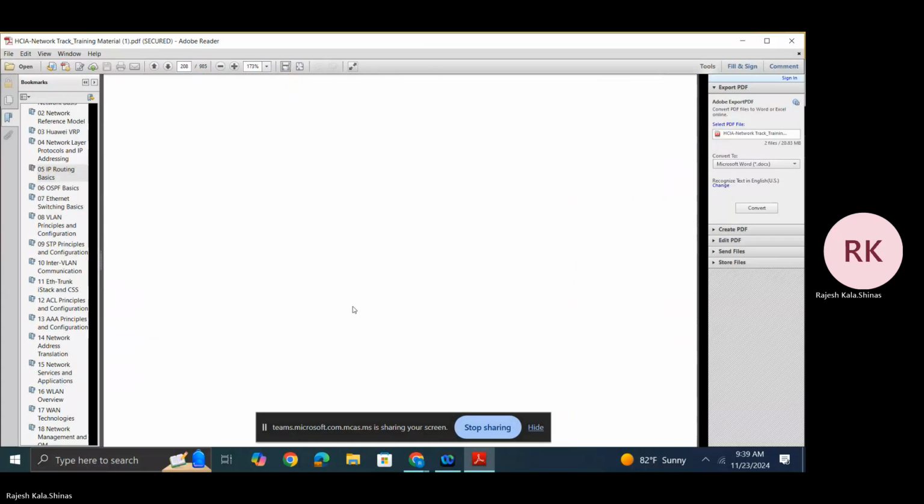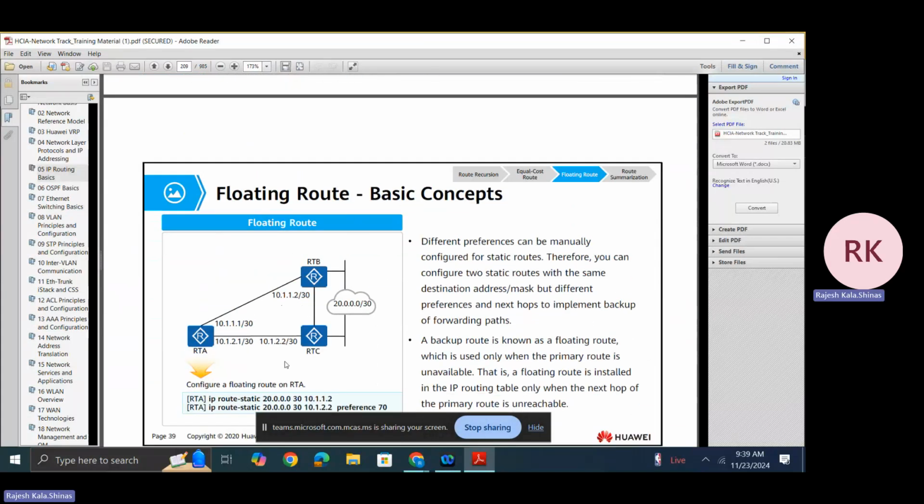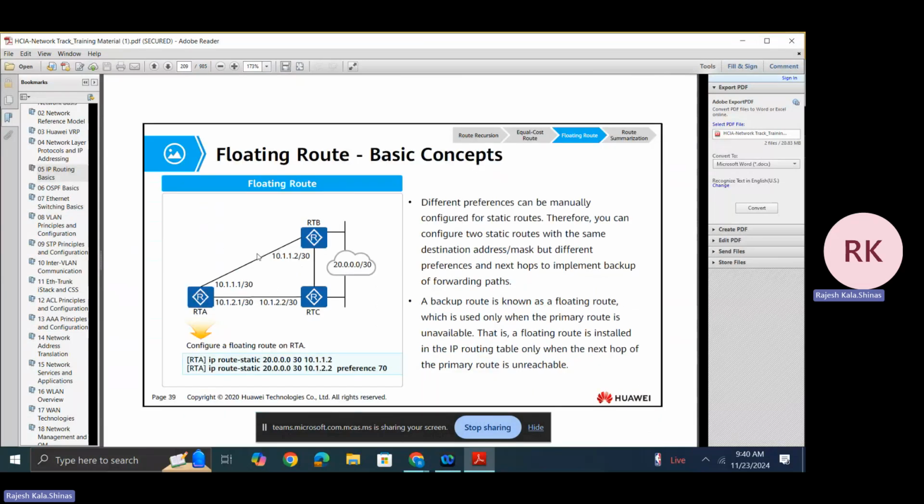Okay, then floating route means backup route. See, to reach 20.0.0.0/30, RTA has two routes, one via RTC, one via RTB. Here both are equal cost. What I will do is make one route a floating or backup route. Backup means if the main route is down, then only the backup route will be active, otherwise it will be deactivated.